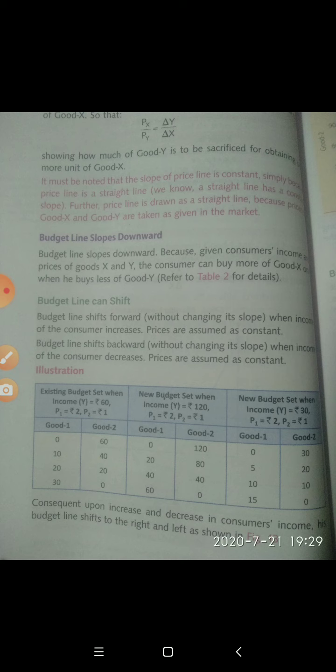What is the reason behind that? Because given the consumer's income and price of good X and Y, the consumer can buy more of good X only when he buys less of good Y. So he has to substitute or sacrifice one of the goods in order to attain the other good. Clear? Next question is, can the budget line shift?